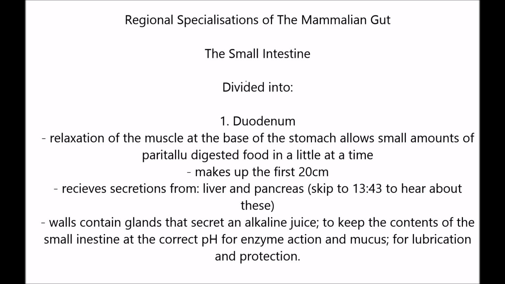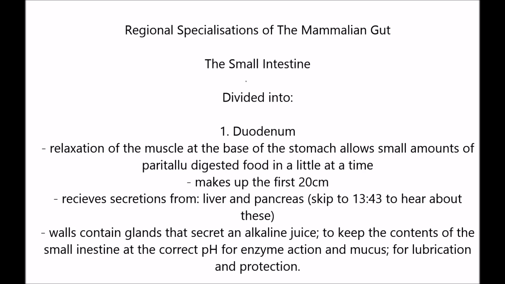The small intestine. This is divided into the duodenum and the ileum. The duodenum is at the beginning of the small intestine and it makes up the first 20 centimetres. The relaxation of the muscle at the base of the stomach allows small amounts of partially digested food in a little at a time. It also receives secretions from the liver and the pancreas.